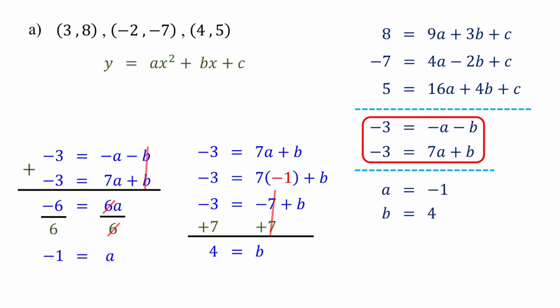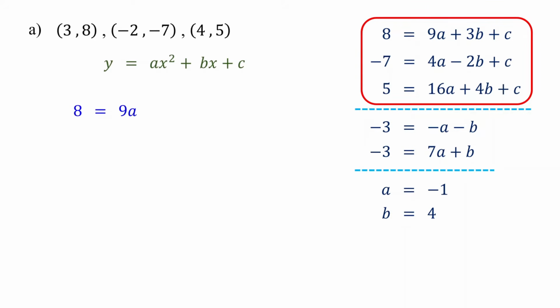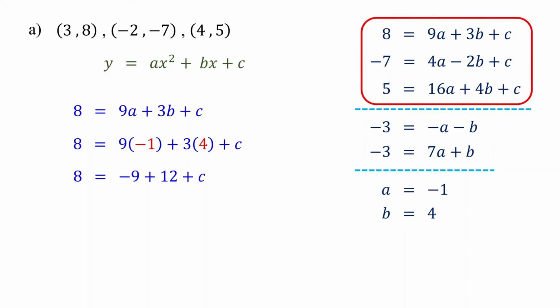Now that we have the values of a and b, the next step is to find the value of c. We can do this by substituting the values of a and b into one of the original 3 equations. Let's substitute them into the first equation. You can also substitute into the second or third equation, and you will get the same answer. 9 times -1 is -9, and 3 times 4 is 12. -9 plus 12 is 3. Then, if we subtract 3 from both sides, we find that c equals 5, right?